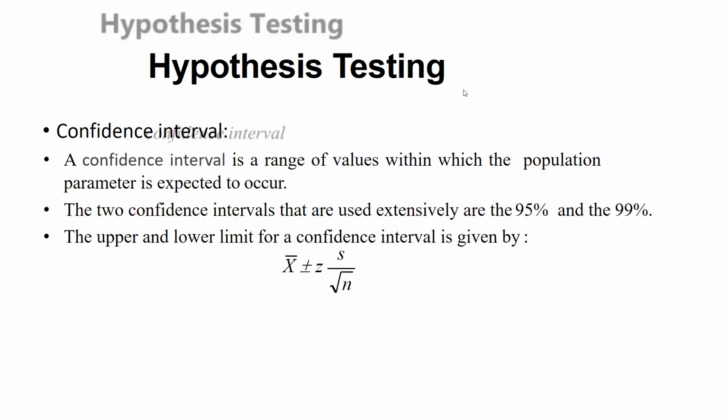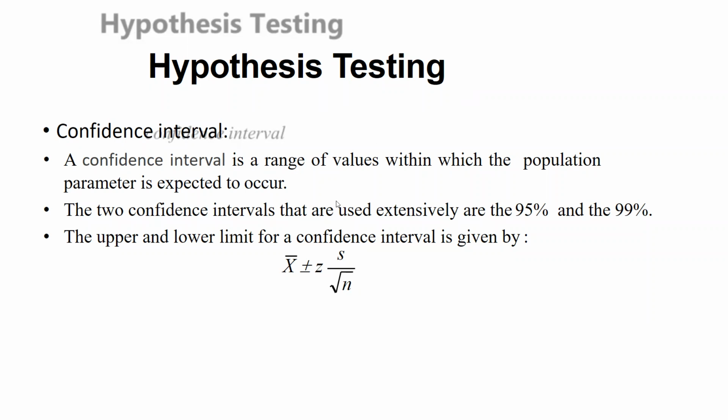Hi everyone, let's discuss confidence interval. What do you mean by confidence interval? Confidence interval is a range of values within which the population parameter is expected to occur. So this is the range in between which these parameters are expected to occur.